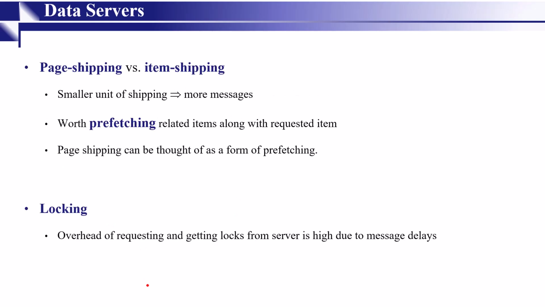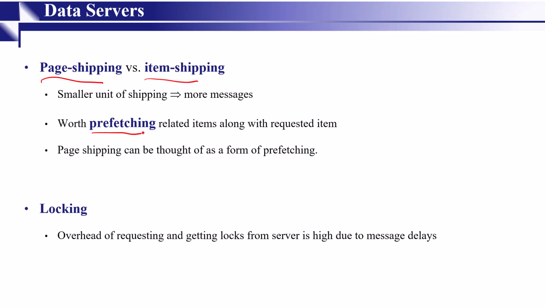Consider shipping. We have page shipping and item shipping. Page shipping sends a whole data page, reducing message overhead. Think of sending a book instead of chapters. What is the meaning of page shipping? It's the unit of communication for data and can be coarse granularity, such as a page, or fine granularity, such as a tuple or an object. So in the case of item shipping, it sends smaller units, increasing messages but offering precision.